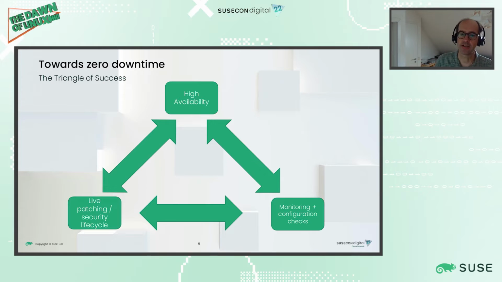When we are talking about zero downtime, we have to look at three things. On the one hand, we're looking at high availability. The other side, which Stefan will talk about, is live patching, but also the security lifecycle to keep your system secure. And then we have monitoring and configuration checks. We're not talking about monitoring today, but having a system that is monitored will show you when you have a downtime, and it might also give you advance warning when something is happening. And checking your configurations will ensure that your system is running smoothly.